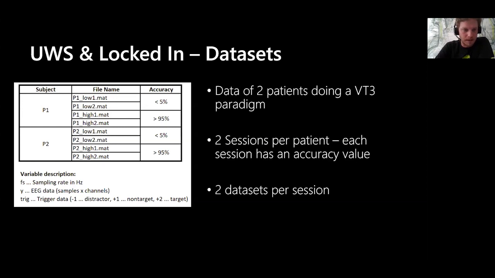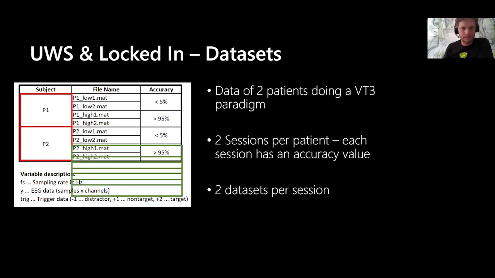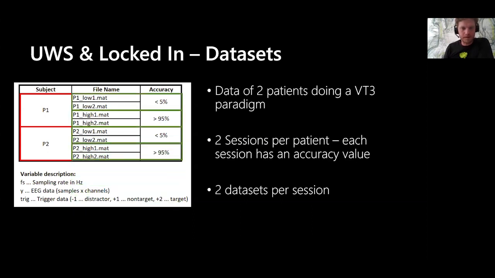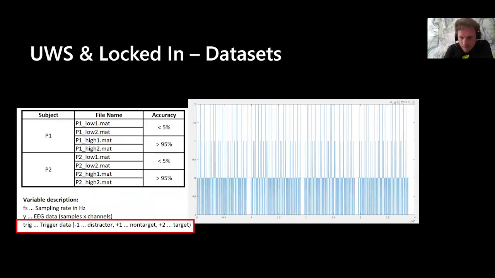So in the data set, which is 8 files, you have the sampling rate, you have the EEG data as a data matrix, and you also have the trigger data. So what happens at which point in time. Here -1 is the distractor, +1 is the non-target, and +2 is the target stimulus. Yes, so here is how the trigger channel, for example, looks throughout the recording.